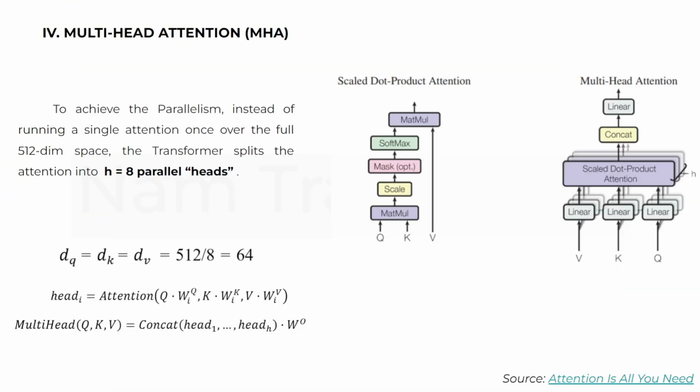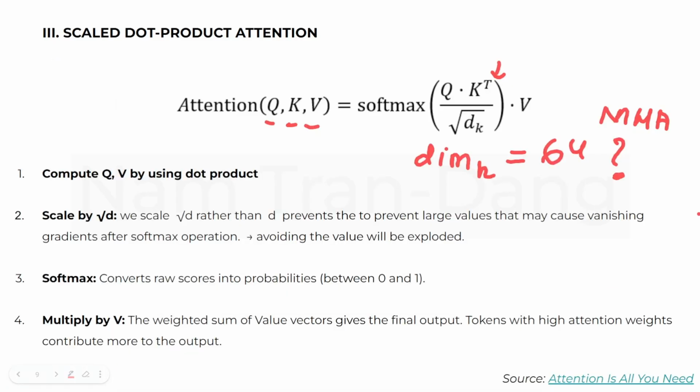Next, we will move to the multi-head attention, like what we mentioned before. So here is the scaled dot product attention. But why does it have to be used for multi-head? The transformer's purpose is to solve the problem of parallelism. So instead of pushing the full 512 dimension space into just one head, the transformer splits the attention into parallel heads. That is the reason why previously I mentioned the dimension is 512. They will divide it into 8 heads of 64. That is the reason.